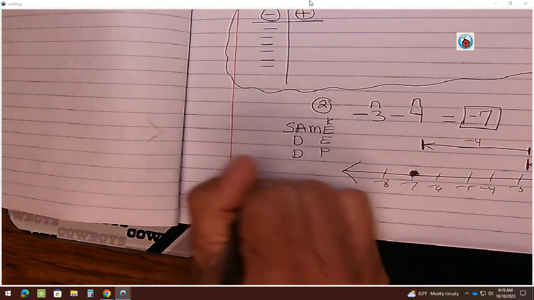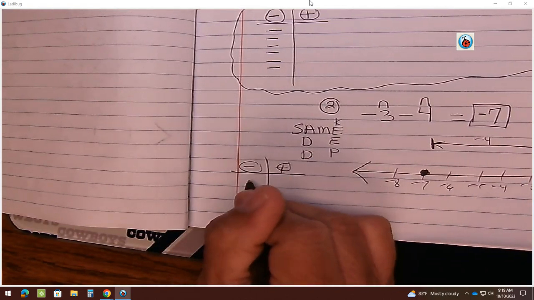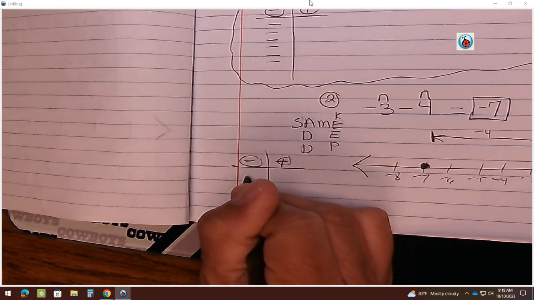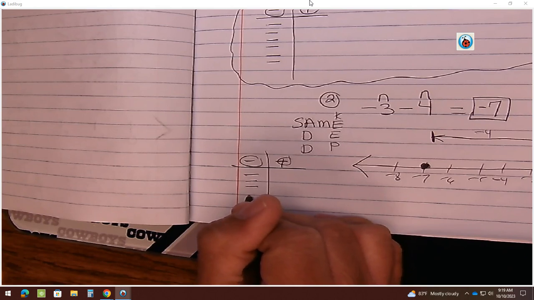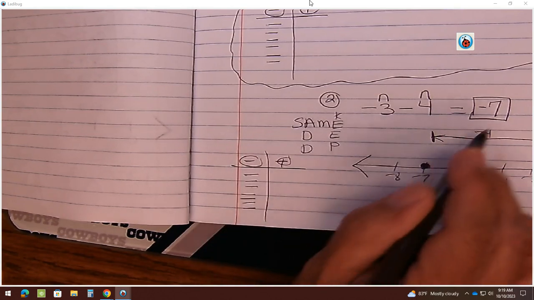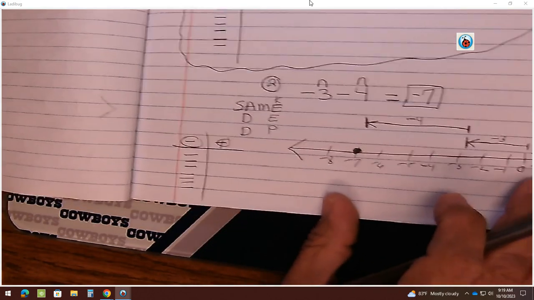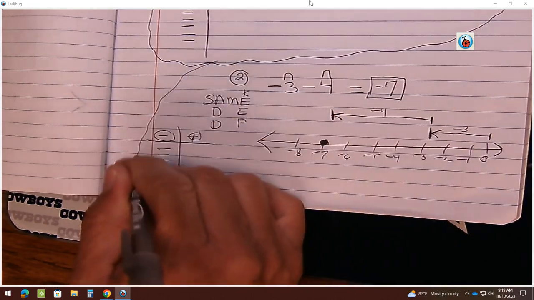The integer chip table. We have negatives and positives. How many negatives do we have first? 3. And then how many negatives do we have next? 4. How many negatives in all? 1, 2, 3, 4, 5, 6, 7. They're all negatives. That's why the answer is negative 7. Any questions? Okay, let's bubble this guy out.